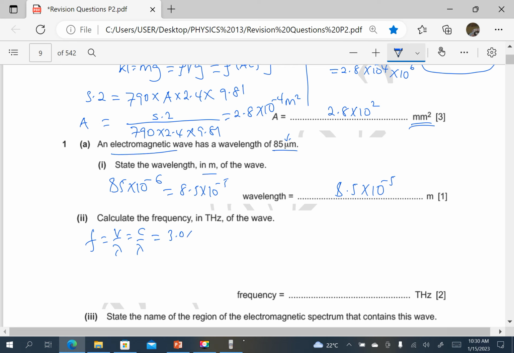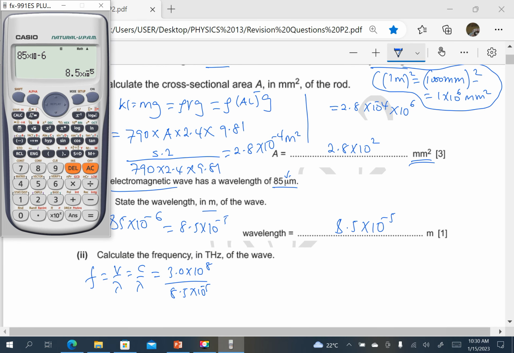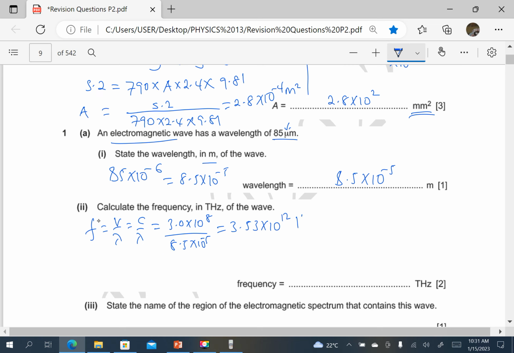So this is 3.0 times 10 power 8 divided by the wavelength, which is 8.5 times 10 power negative 5. From my calculator, we have 3.0 exponent 8 divided by the answer. This is giving me 3.53 times 10 power 12. That is the frequency in hertz.